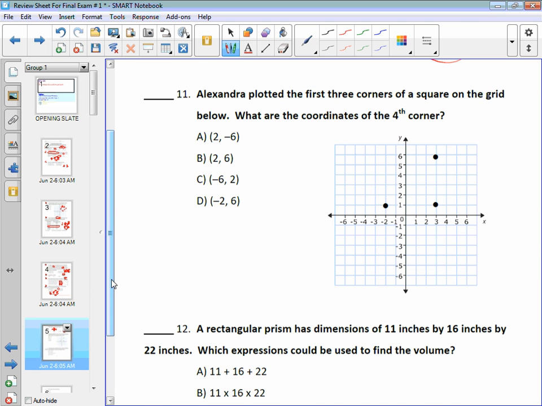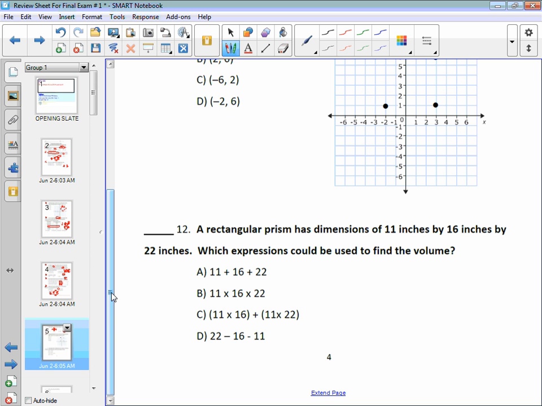Number 11, I think is pretty straightforward. You just have to read your coordinates correctly. And if you do it right, it's -2, +6. Should be D. Maybe you got that right. 12 should be another easy layup. Not everybody should get that right. We just did it. B. Yes? Okay. 13.